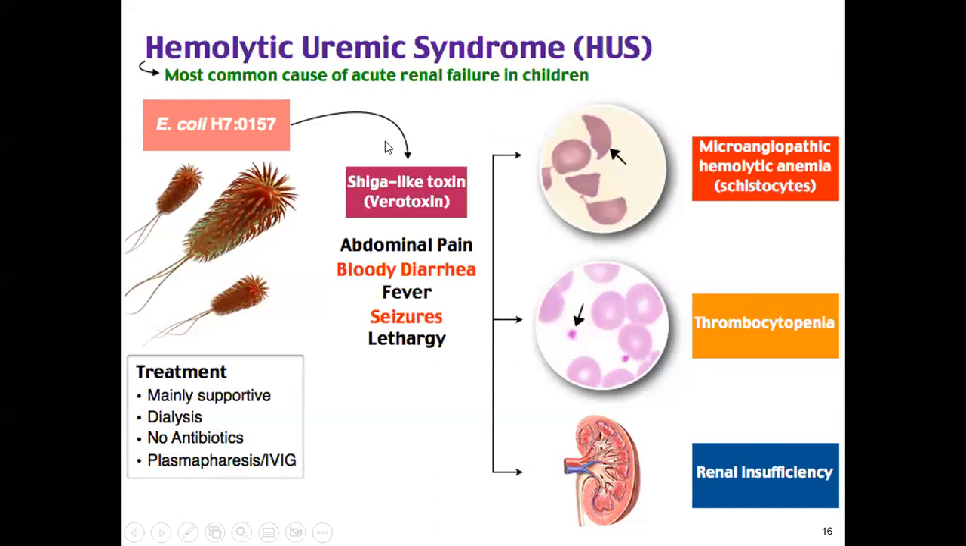So all of this happens because of E. coli, right? And E. coli produces the toxin called Shiga-like toxin, verotoxin. So who is at risk? If you ingest improperly prepared or raw food, because raw food can contain E. coli, or after a recent illness like gastroenteritis, they have a chance of being attacked by E. coli.